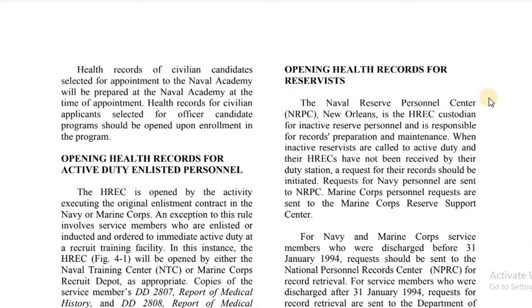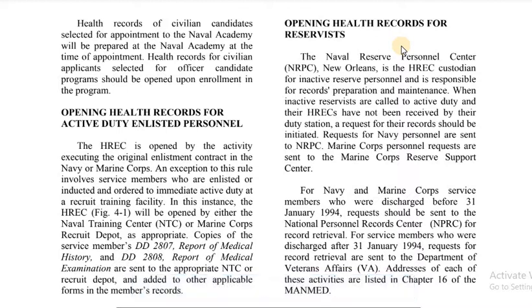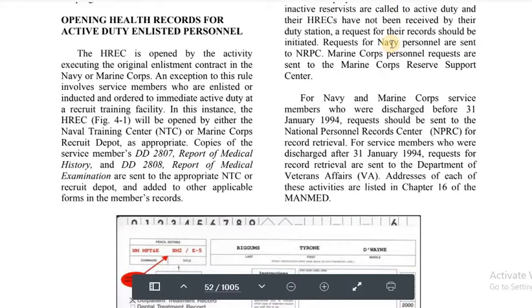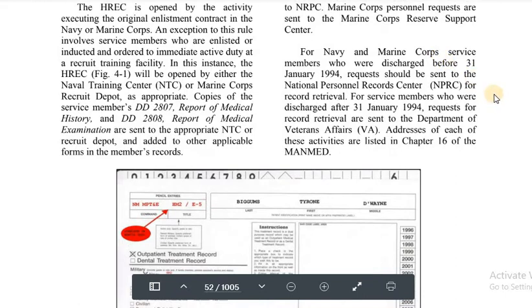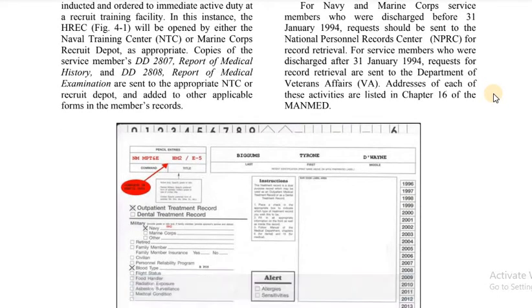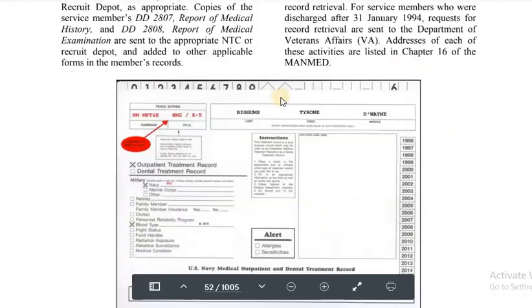Open for reservists. I think this is important: the Naval Reserve Personnel Center in New Orleans is the HREC custodian for inactive reservists. So it's important to know. Where do inactive reservist files go? Naval Reserve Center in New Orleans. People who were discharged before 31 January 1994, their records are sent to the National Personnel Records Center, and after 31 January 1994, they're sent to the VA. More info on that is in Chapter 16.